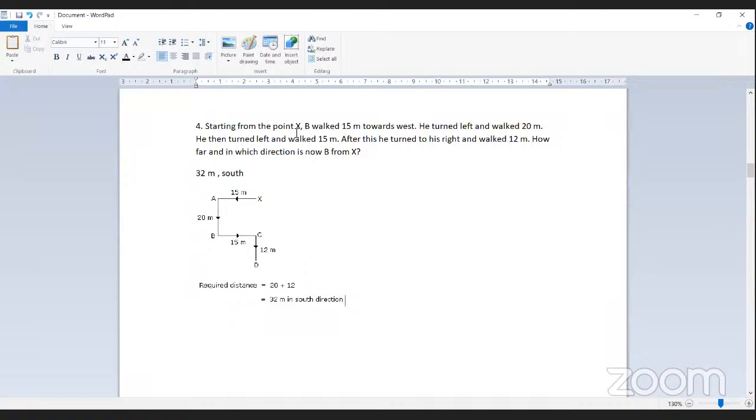Starting from X, B walked 15 meters towards west. X is the starting point. He walks 15 meters towards the west. Then he turned left and walked 20 meters. Left means downwards, 20 meters. Then he turned left again. If he's facing south, his left would be this side, then 15 meters here. After this, he turned right again. His right would be downwards and walked 12 meters. How far and in which direction is he from X? So what is the shortest distance?